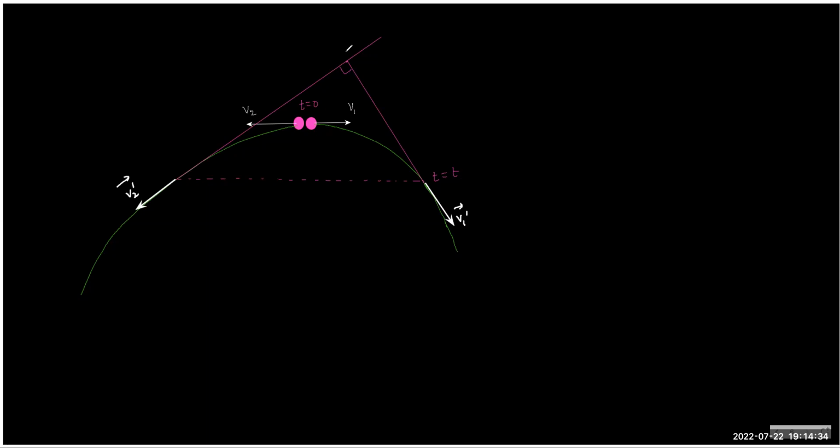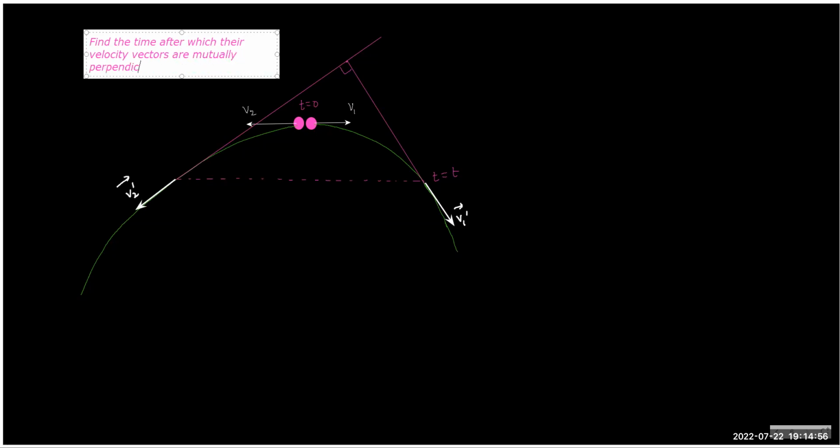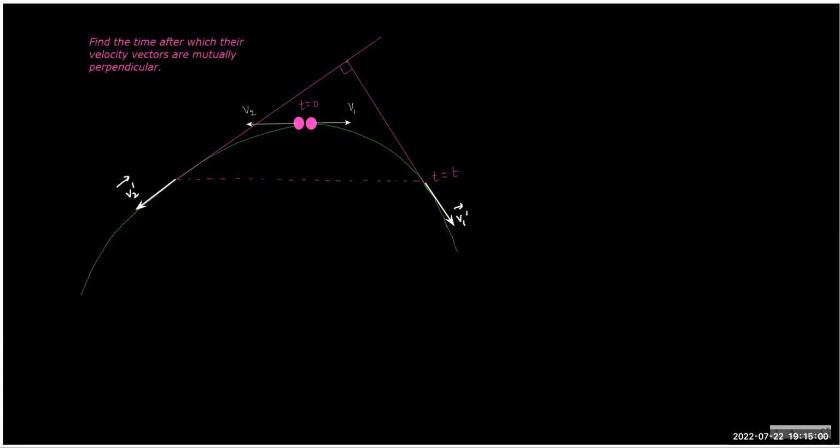So what is the question? Question is, find the time after which their velocity vectors are mutually perpendicular. So here we have a simple question. You can call it simple, you can call it tough.